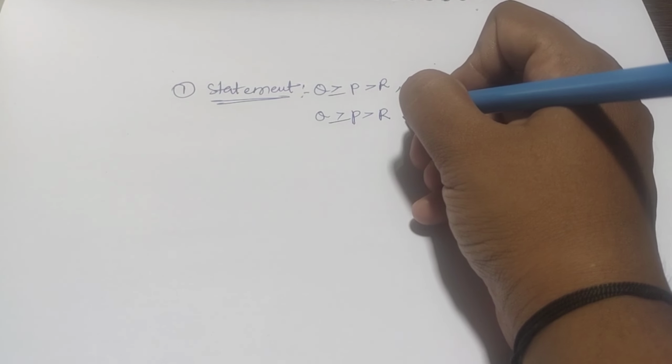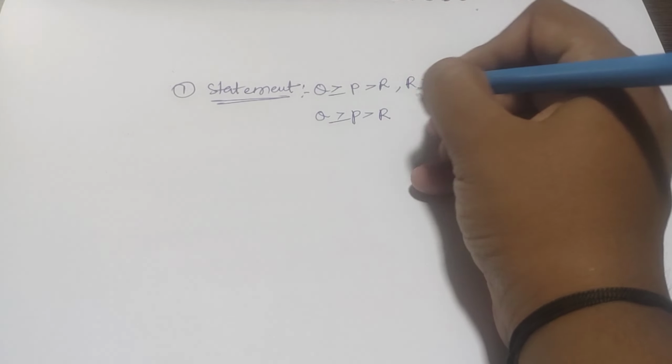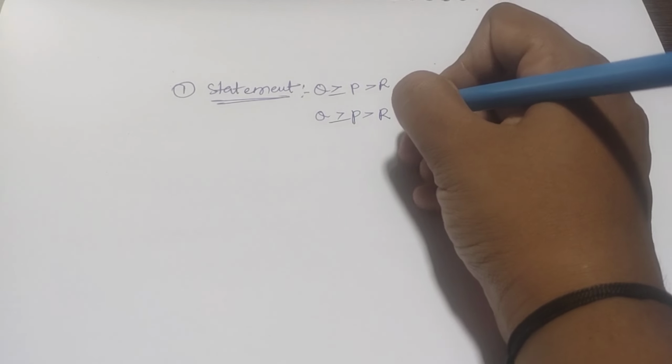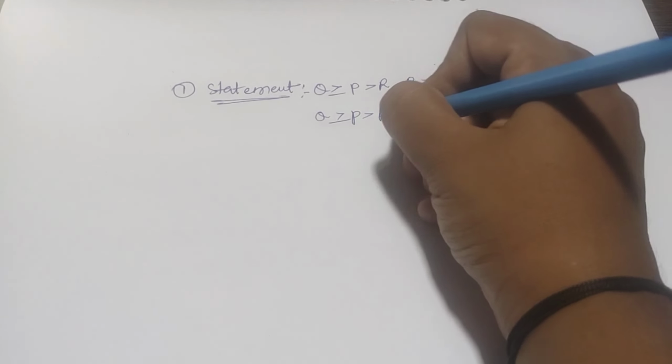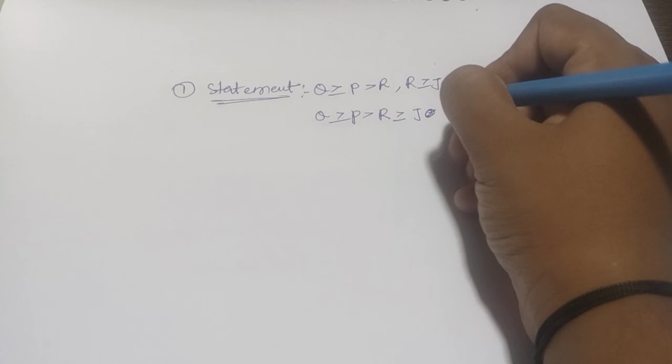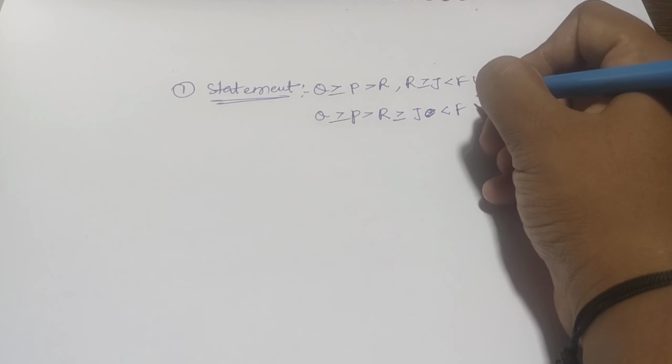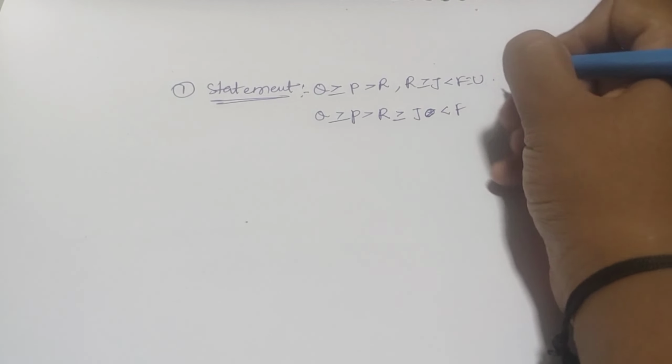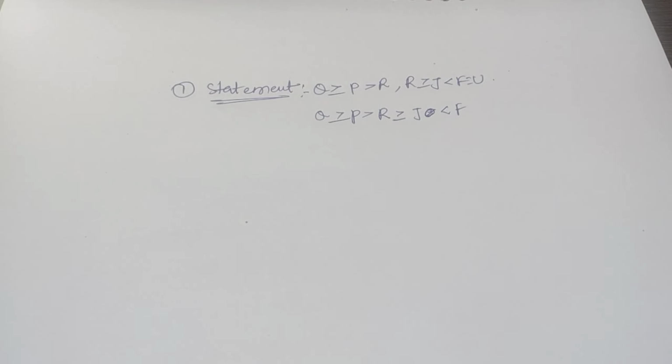P is greater than R. Here we have to take a single R between these two statements. Okay. Now R is greater than or equals to J. J is less than F, and F is equals to U. Whenever we see the equals to symbol, I have already told you that we have to remove that equals to symbol. No need to represent equals to symbol. So F U. This is the single equation we got here.